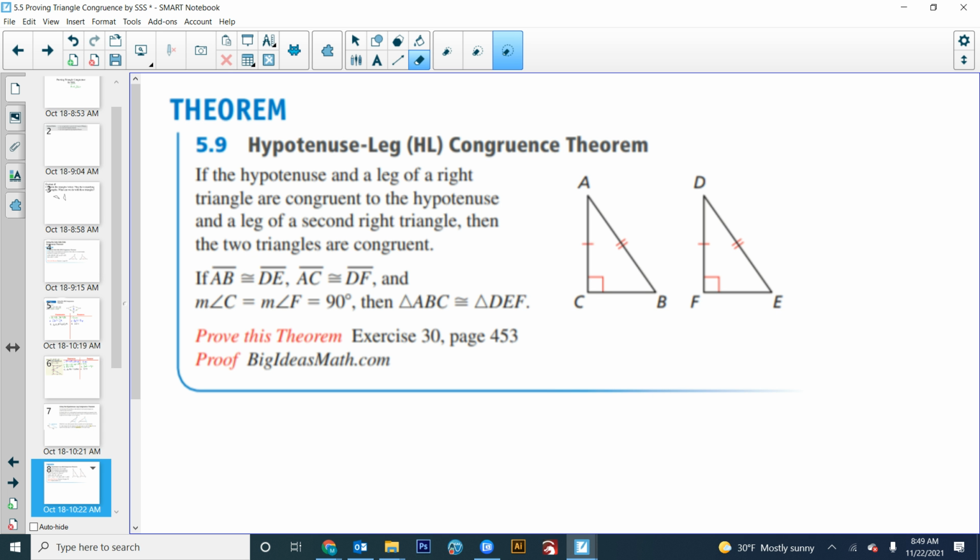This is a very special case. It does not happen very often. Because what kind of triangles is it only used for? Right triangles. Right, that's right. What's a hypotenuse? It is the side across from the right angle.